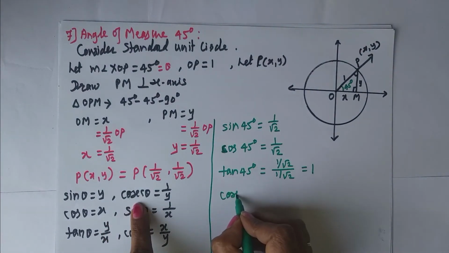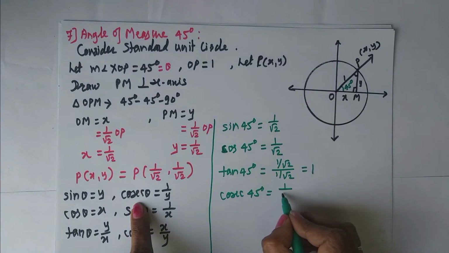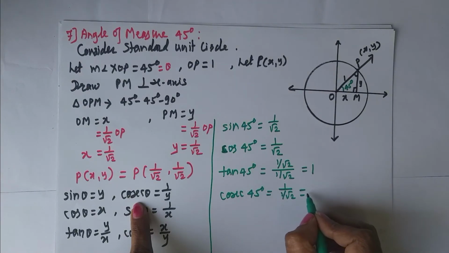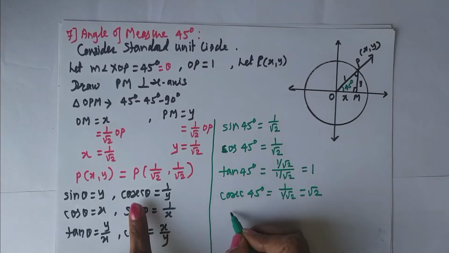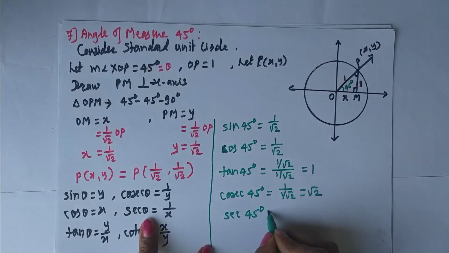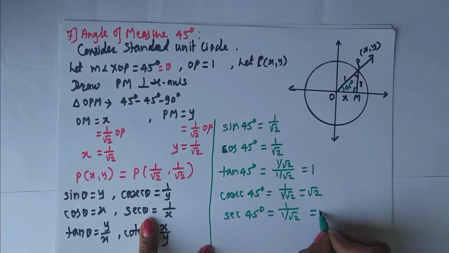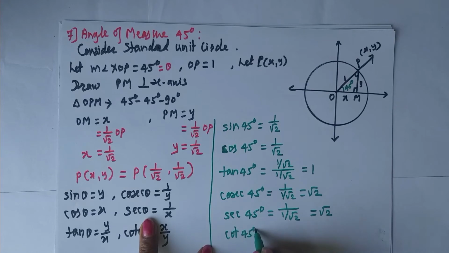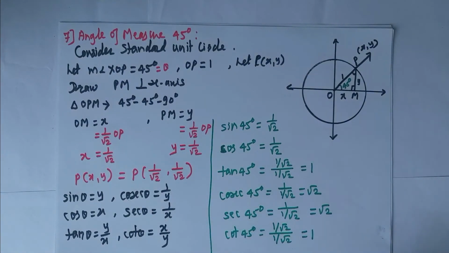Then cosec 45 is 1 upon y, that is 1 upon 1 by root 2, and this will be root 2. Then sec 45 will be 1 upon x, that is 1 upon 1 by root 2, and this will be simply root 2. And cot 45 will be x divided by y, that is 1 by root 2 divided by 1 by root 2, and it will be simply 1. In this way, it is very easy to find the trigonometric ratios of angle 45 degree.